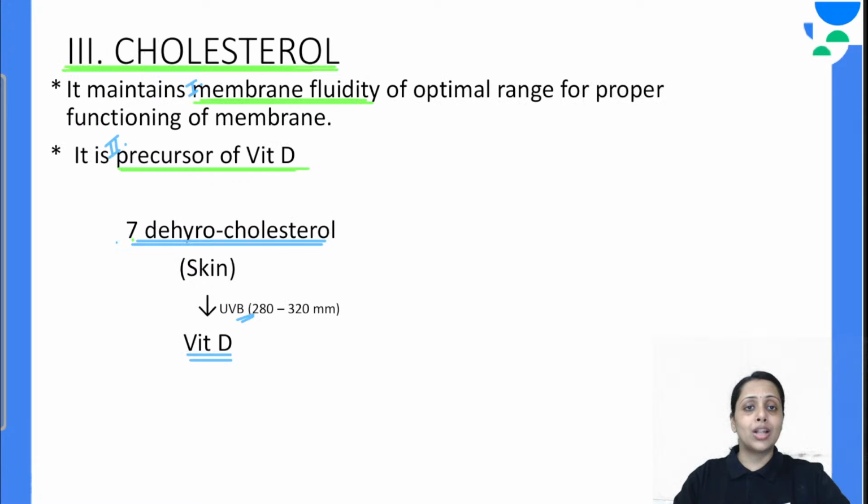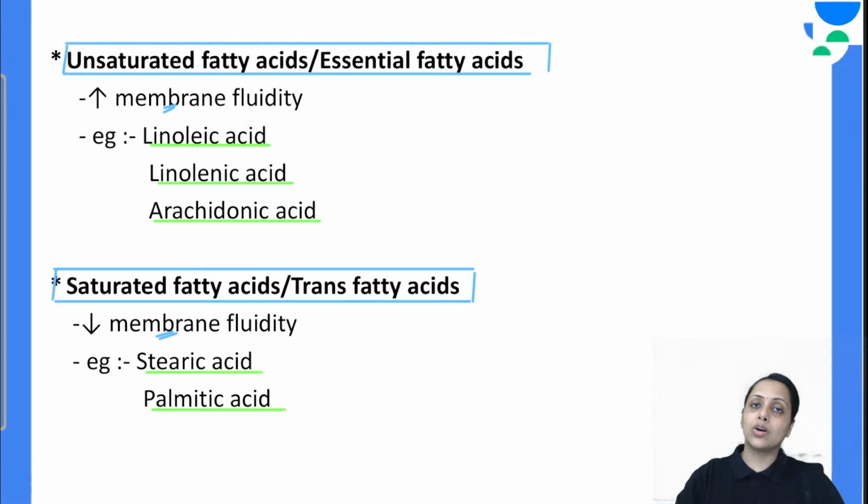Next is the cholesterol. The cholesterol is going to provide the membranal fluidity, and they act as a precursor for vitamin D. In this, we have two types of fatty acid, unsaturated and saturated. So unsaturated fatty acids are the essential fatty acids. They are going to increase the membranal fluidity. For example, we have linoleic acid, linolenic acid, and arachidonic acid. Saturated fatty acid like trans fatty acid is going to decrease the membranal fluidity. In this, we have stearic acid and palmitic acid.